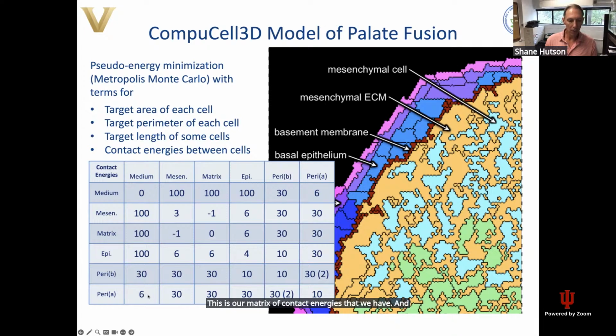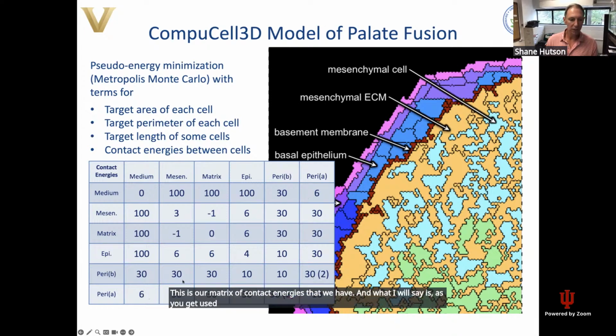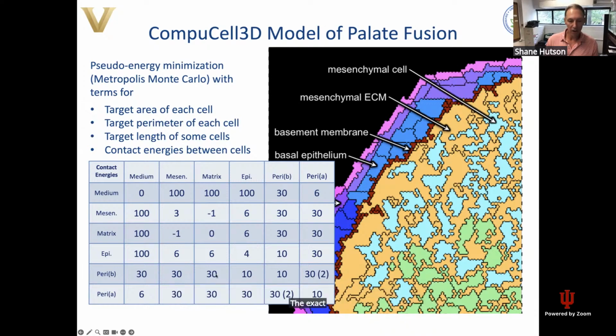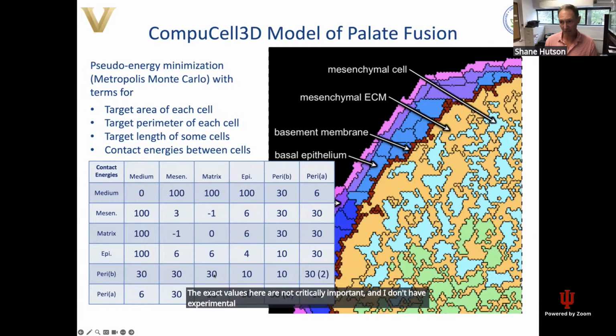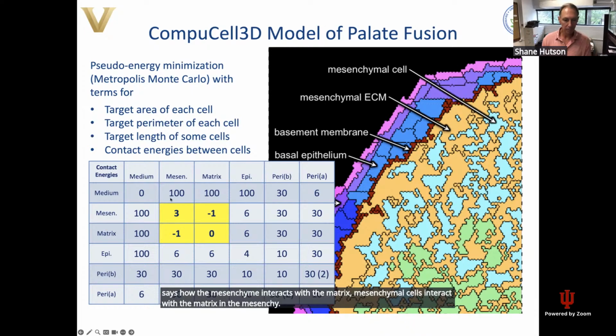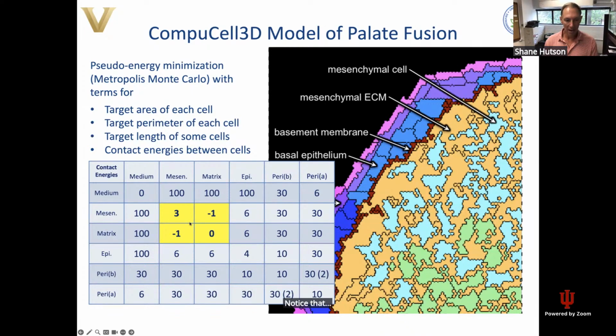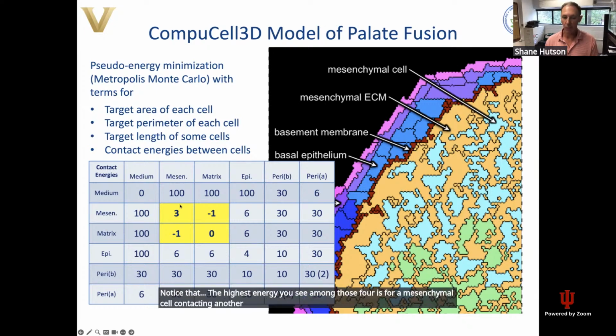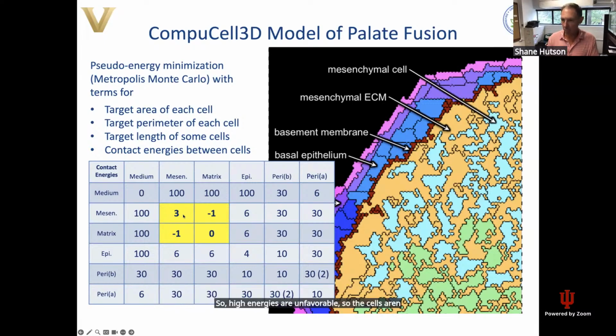And what I will say is, as you get used to coding these models, the exact values here are not critically important, and I don't have experimental evidence for exact values for any of these, right? But I can give you an idea of what the ordering of them should be, what the hierarchy of these numbers should be, and I can give you some examples of that. So for example, if we look at this little 2x2 matrix here in the middle that says how the mesenchyme interacts with the matrix, the mesenchymal cells interact with the matrix in the mesenchyme. Notice that the highest energy you see among those four is for a mesenchymal cell contacting another mesenchymal cell. So high energies are unfavorable, so the cells aren't going to clump together.